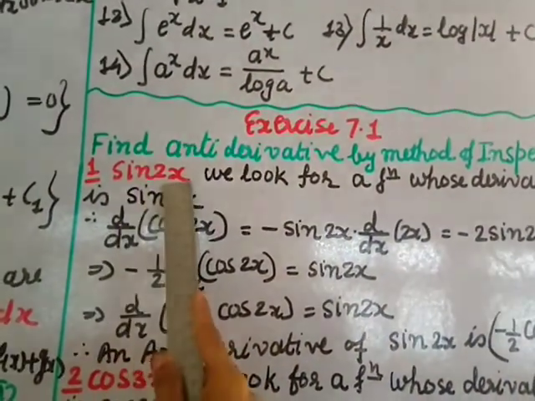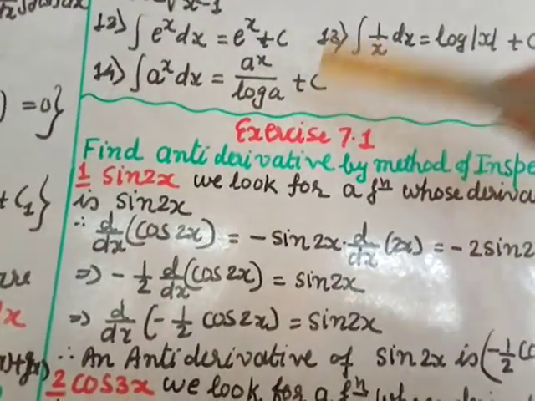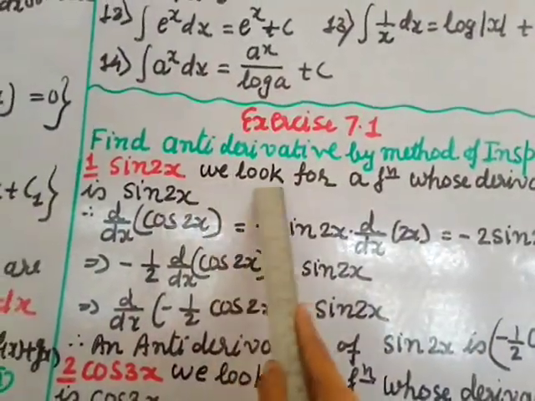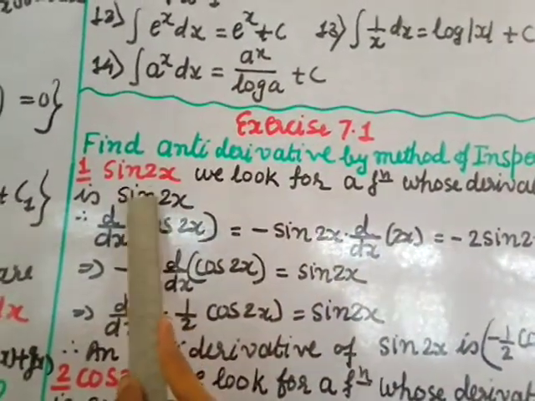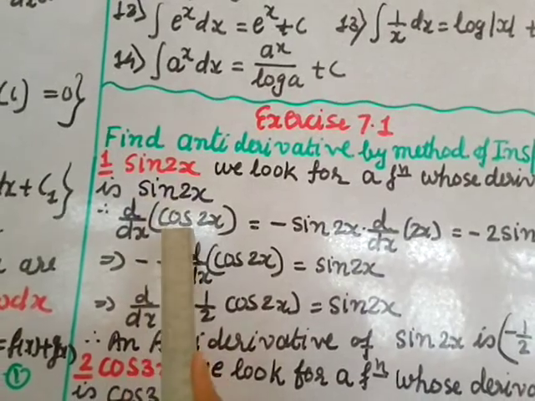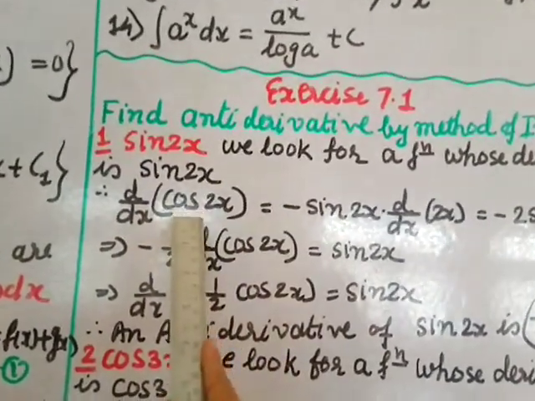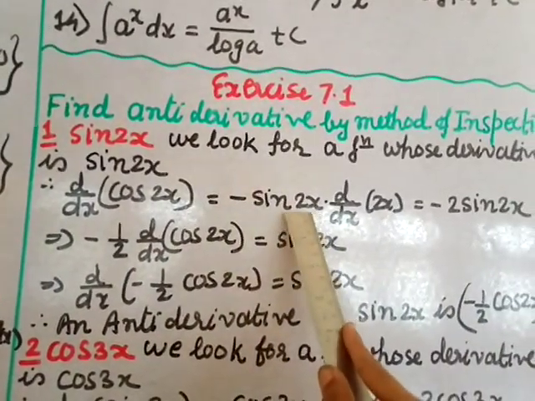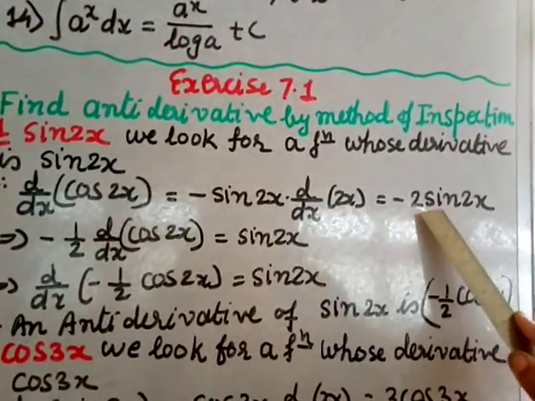Number 1, sine 2x. We are not going to use the formulas which I gave you just now, but we are going to use the method of inspection. We look for a function whose derivative is sine 2x. We know the derivative of cos is minus sine, so I will use d by dx of cos 2x. The derivative is minus sine 2x, and you have to differentiate 2x once again, which gives you 2, so minus 2 sine 2x.